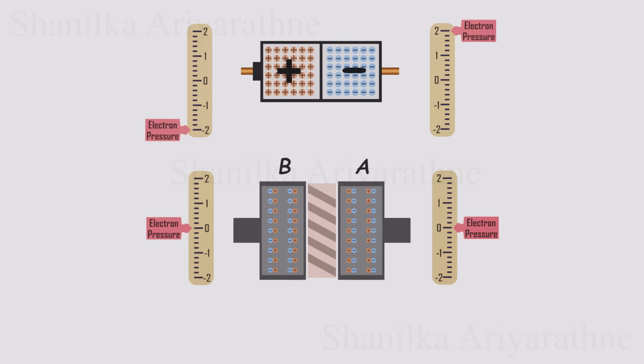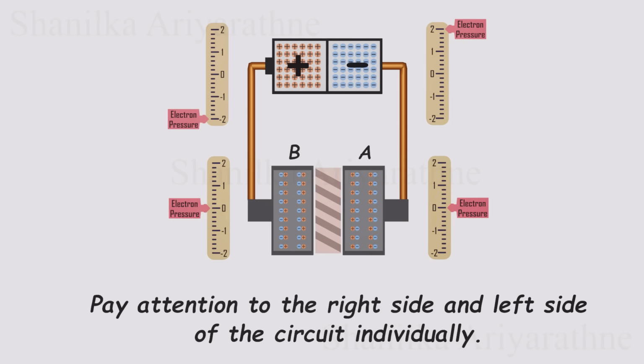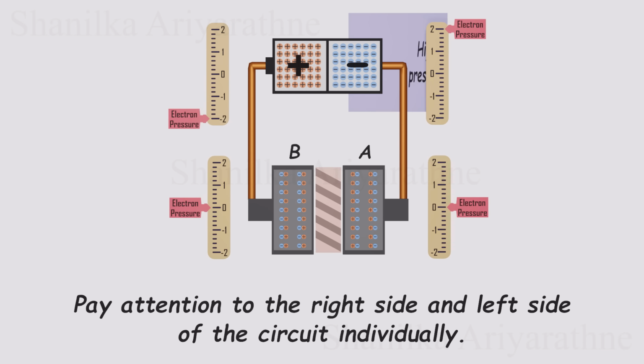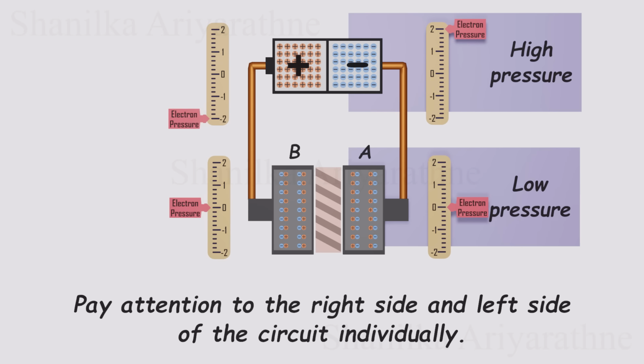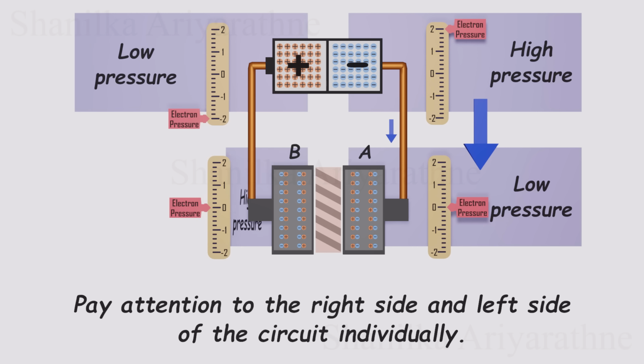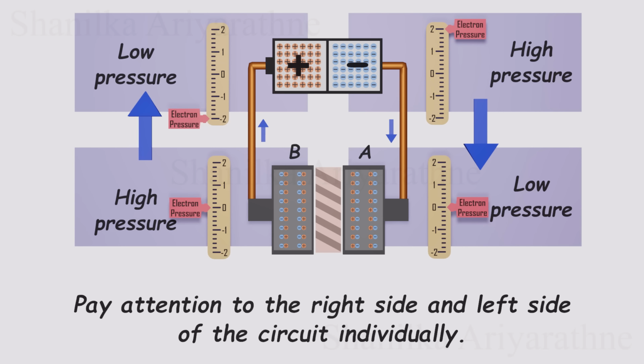Let's connect the capacitor to a battery. Focus on the right side of the circuit. Electrons from the negative side see that the capacitor's plate A has less electron pressure compared to the negative side of the battery. Thus, they try to move towards plate A. Similarly, on the left side, electrons in plate B of the capacitor move towards the positive side of the battery, attracted by the lower electron pressure.